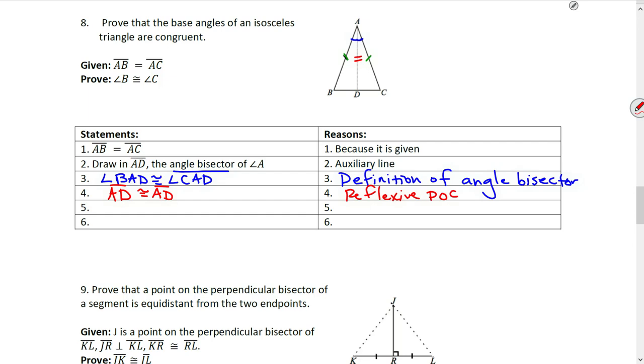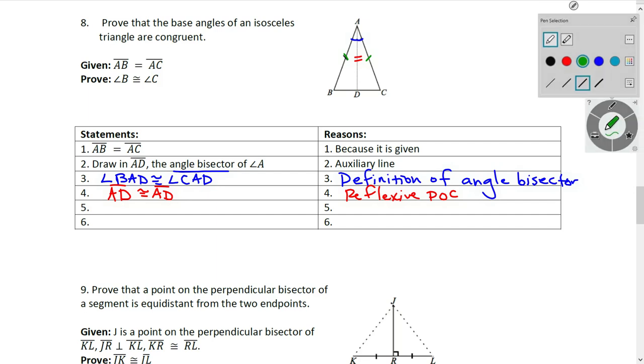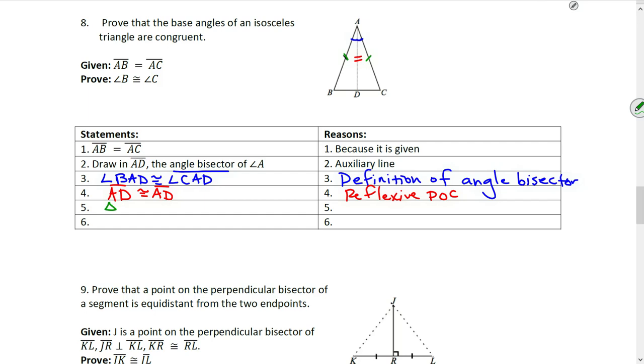Okay. And now, looking at the two triangles I have, triangle BAD is congruent to triangle CAD. And in those two triangles, I have two sides and the angle in between. So these are congruent by the side-angle-side congruence criteria. And once I have congruent triangles, I now know that angle B must be congruent to angle C because they're corresponding parts of congruent triangles. Therefore, they must be congruent, CPCTC.